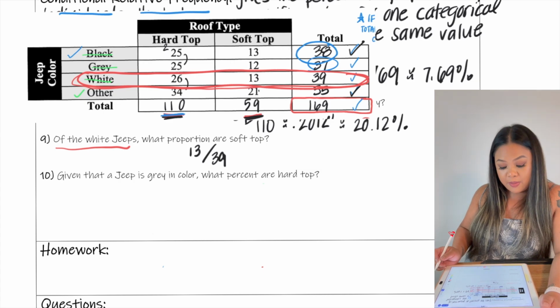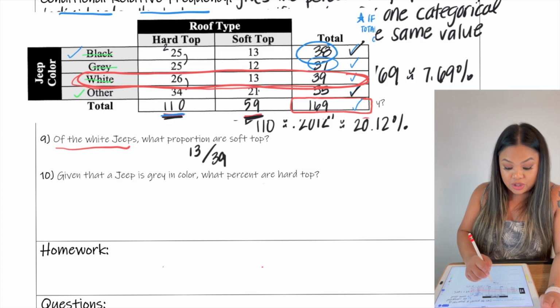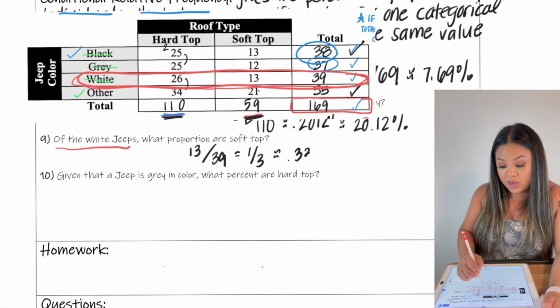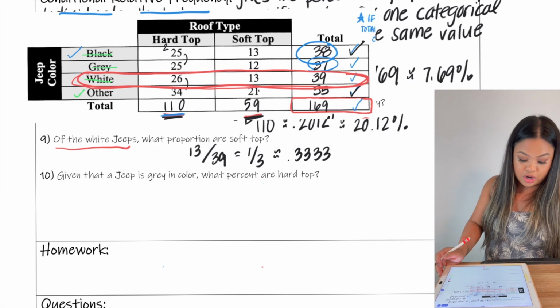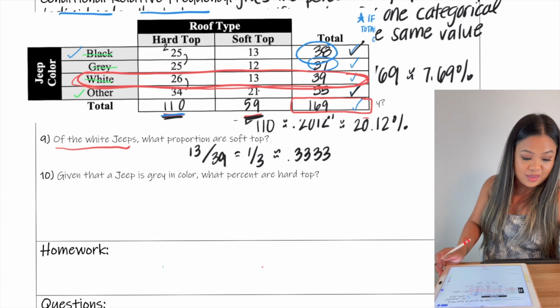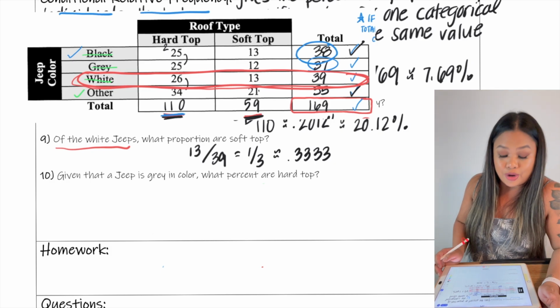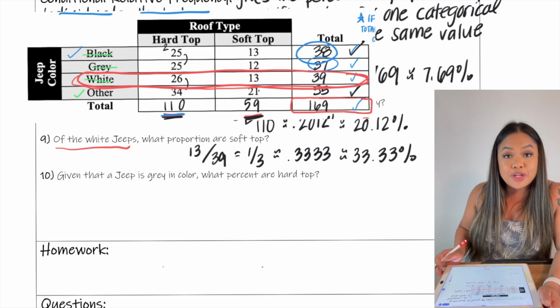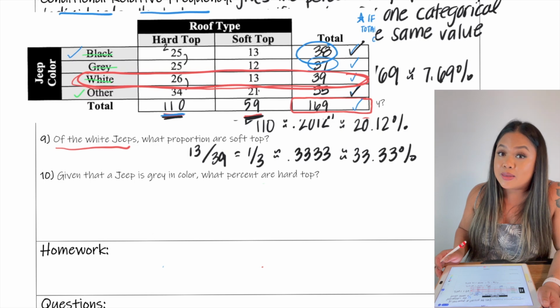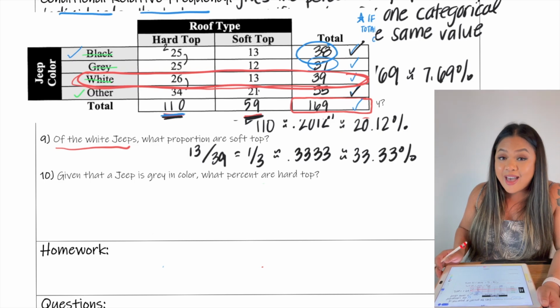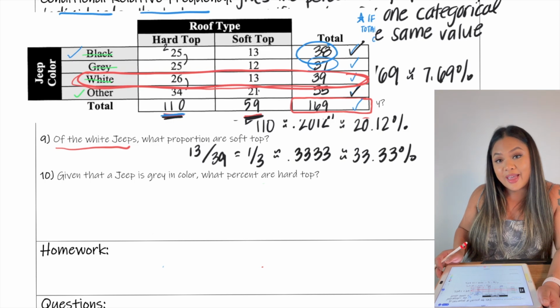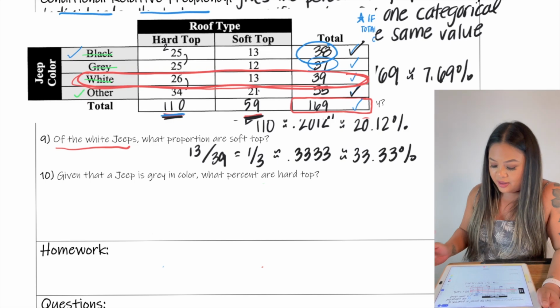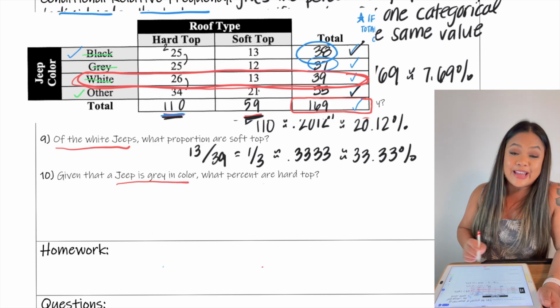Okay, 13 divided by 39. We all know that that should be 1/3. Okay, or approximately 0.3333. If you're not sure, you can do 13 divided by 39, but that should be something that you recognize, right? That's 1/3. Or 33.33%. And lastly, here's another way it could be asked, giving you a hint that it's conditional. Given that a Jeep is gray in color, okay, so they've given you a condition. The condition is the Jeep is gray in color.